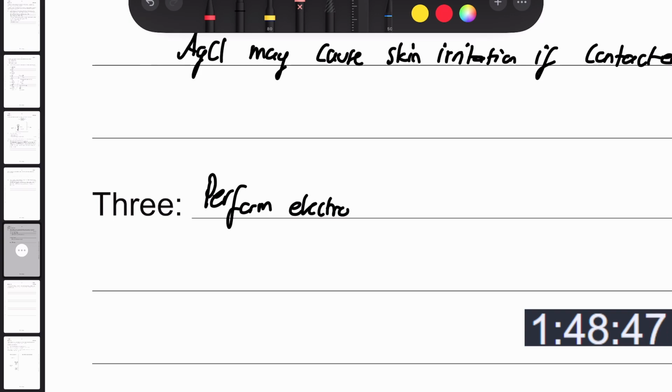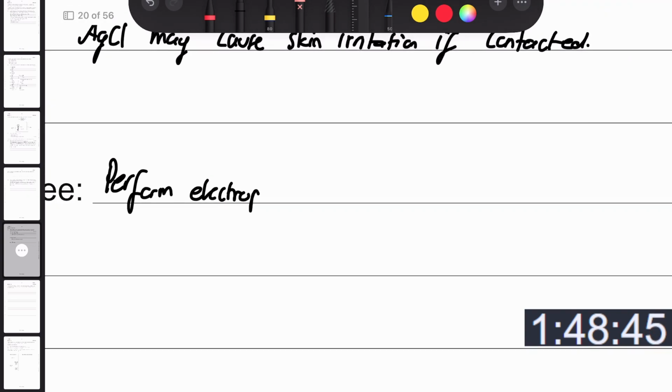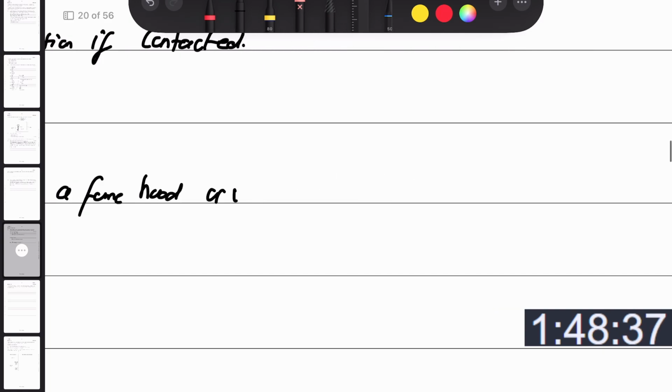Can't really find anything, so I'm just going to continue. Perform electroplating under a fume hood or very well ventilated room.